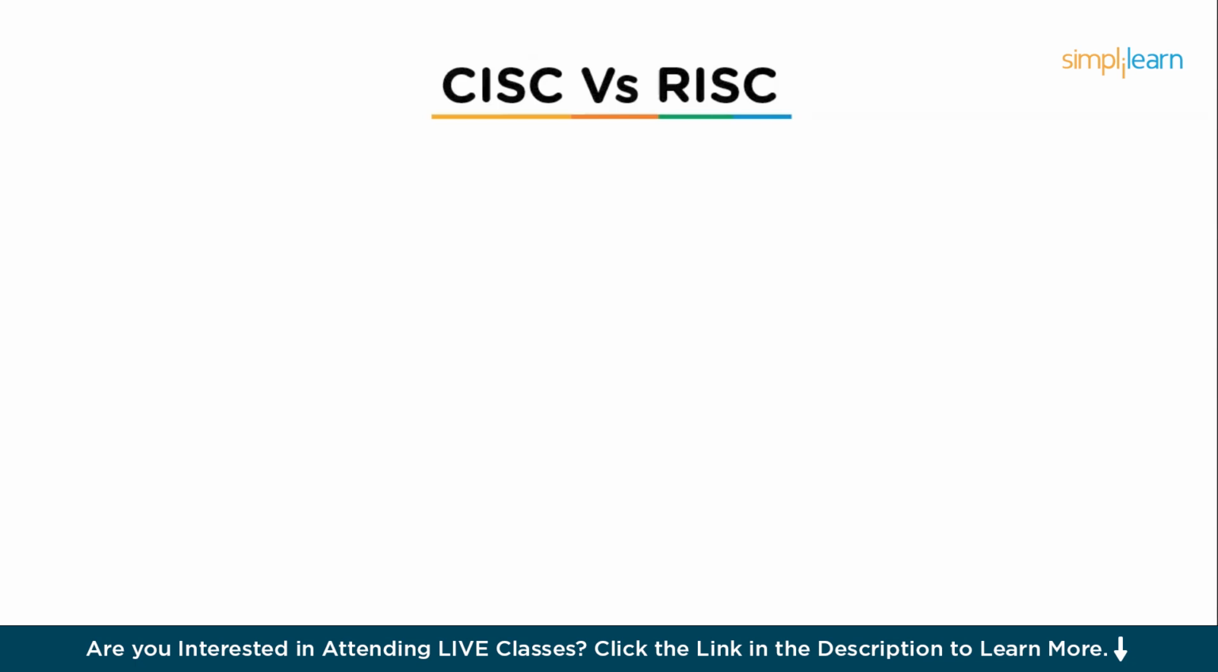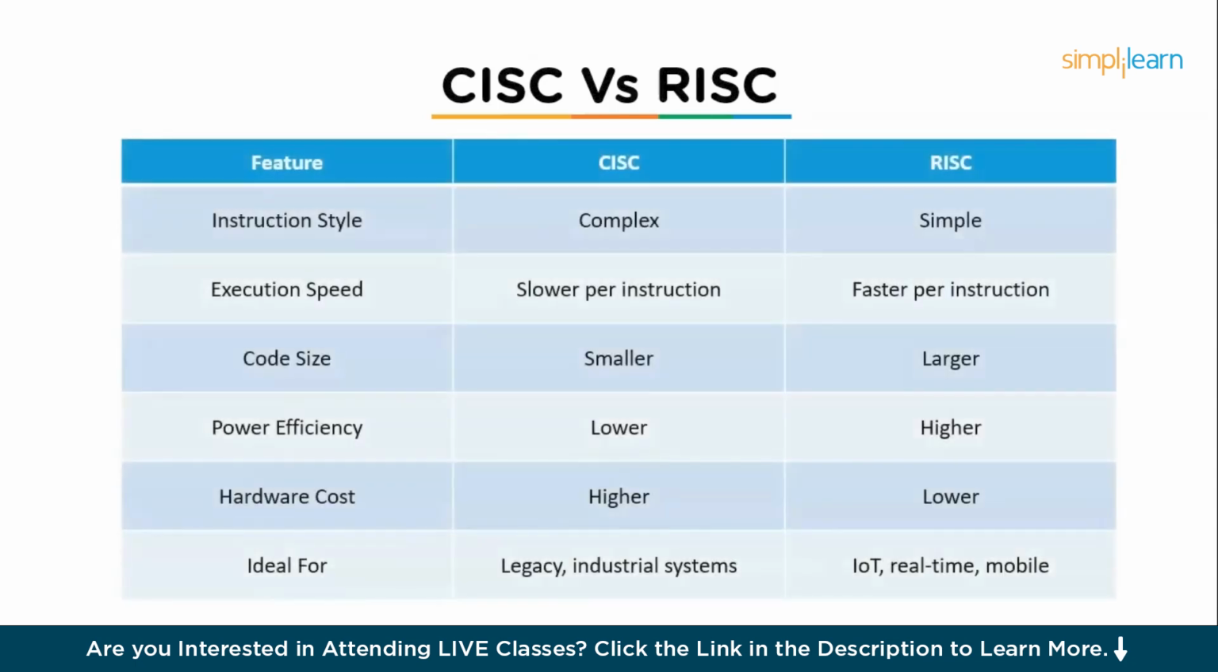So let's compare the two side by side. CISC in terms of instruction style is very complex compared to RISC. In terms of execution speed, CISC is slower per instruction and RISC is faster per instruction. The code size for CISC is smaller, but the code size for RISC is larger. The power efficiency in CISC is lower. The power efficiency in RISC is higher. The hardware cost of CISC is higher and RISC is lower.